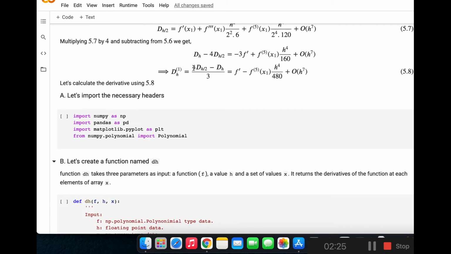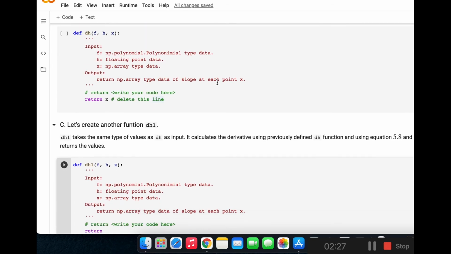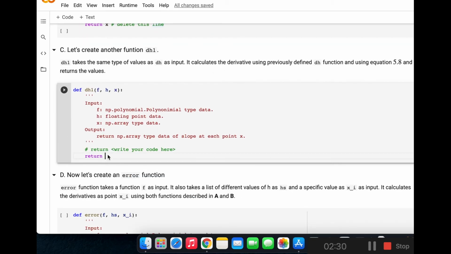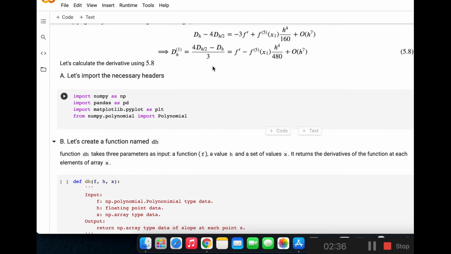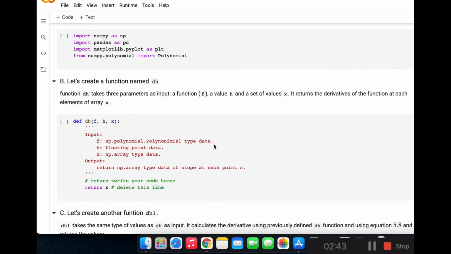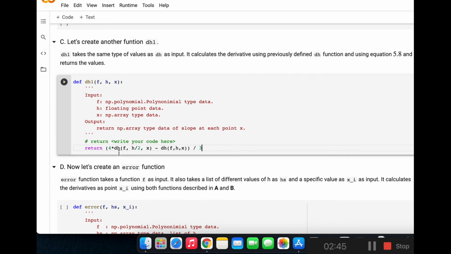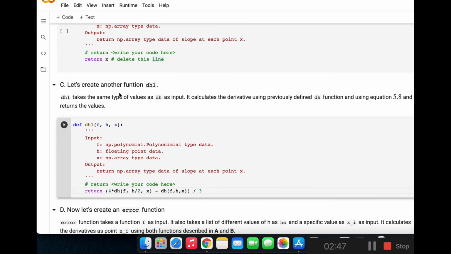So we will be placing this equation in this place. So what we will be returning is basically this formula. That is nothing but this formula. Okay, and as we can see, this formula already uses the dh function. And where can we get the dh function? We will be getting the dh function from here.